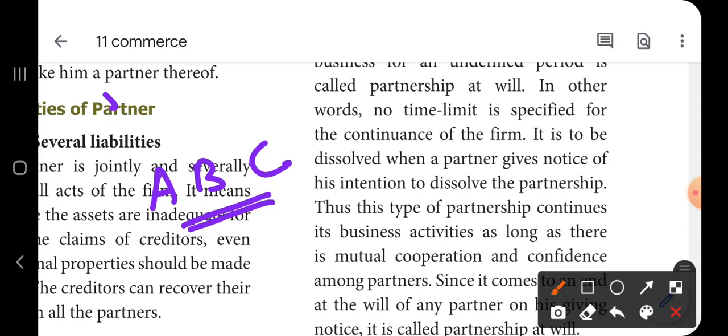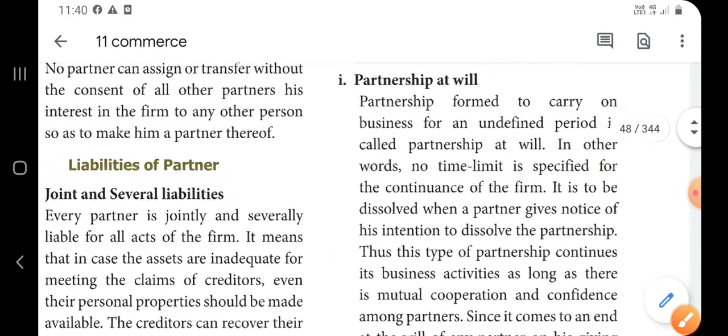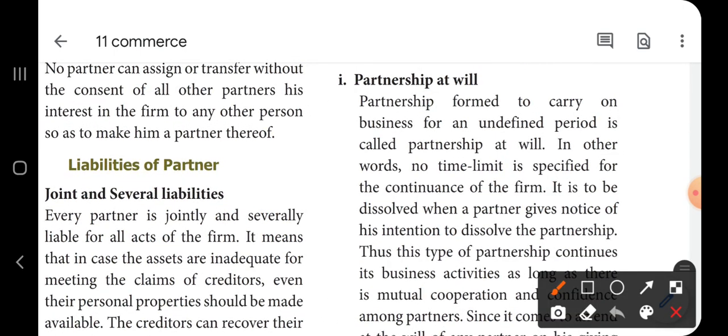Okay. Now I'll mark the answer, that alone you learn and write. Partnership formed to carry on the business for an undefined period is called partnership at will. No time limit is specified for the continuance of the firm. It is to be dissolved when a partner gives a notice of his intention to dissolve the partnership. This is enough.